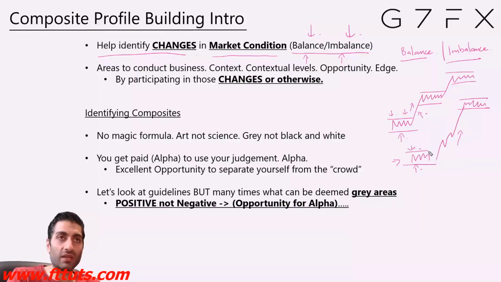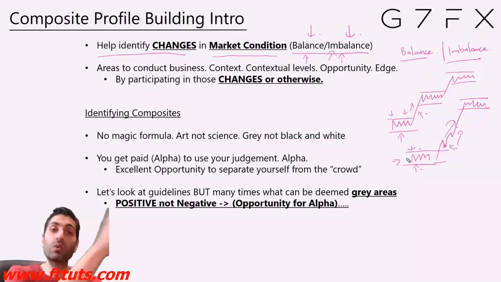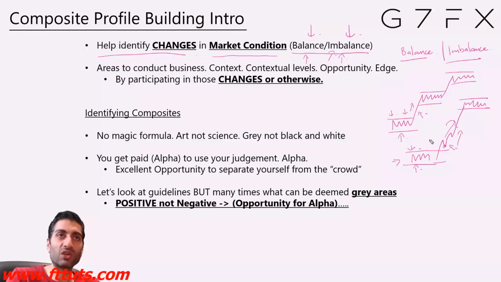And the same thing, when we identify that the market is imbalanced, then we will be able to identify trading opportunities to go with the imbalance. We're not going to be trading it the same way that we do balance. So we need to identify the market condition. Once we've done that, which is why I called it context.